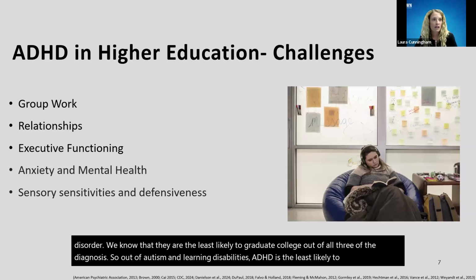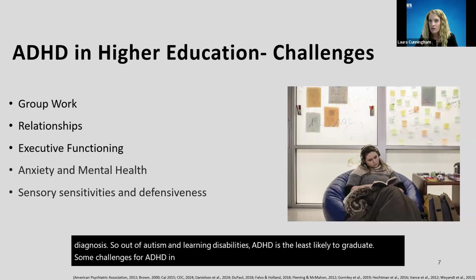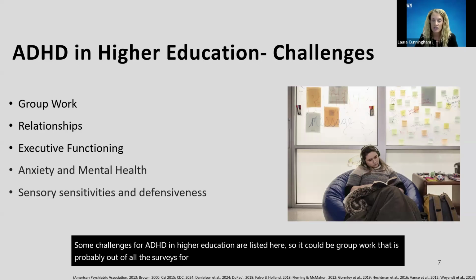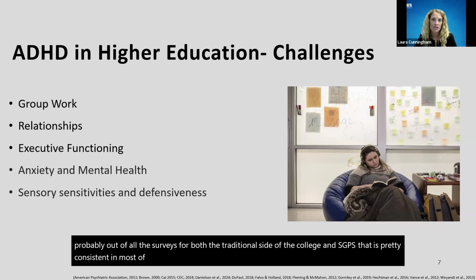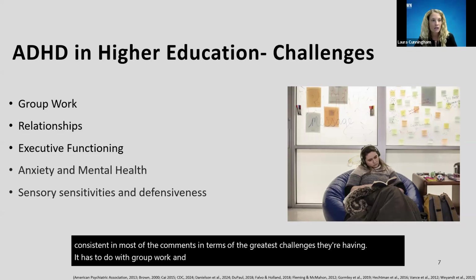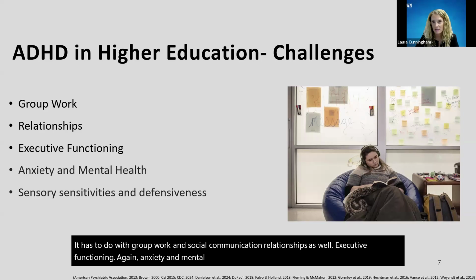Some challenges for ADHD in higher education are listed here. So it could be group work. That is probably, out of all the surveys for both the traditional side of the college and SGPS, pretty consistent in most of the comments in terms of the greatest challenge they're having. It has to do with group work and social communication, relationships as well, executive functioning again, anxiety and mental health, and sensory sensitivities and defensiveness.